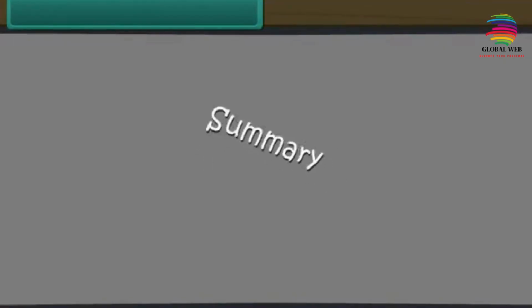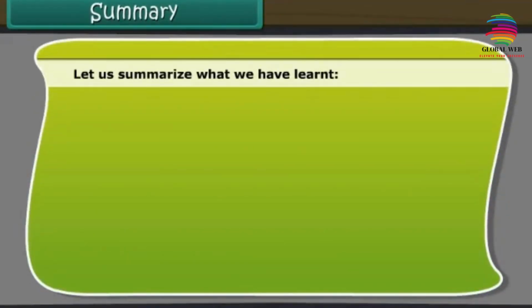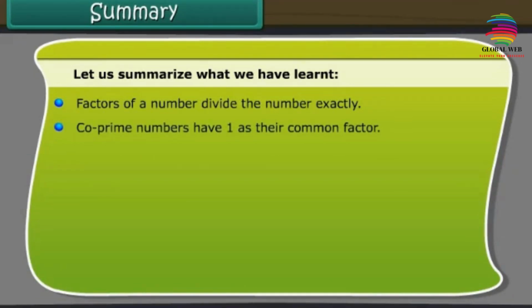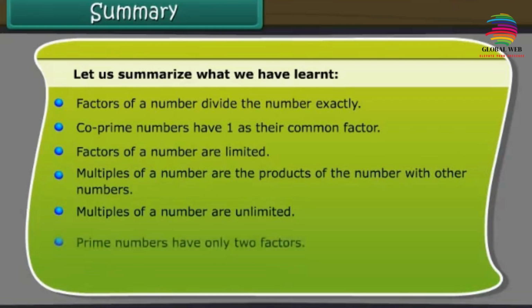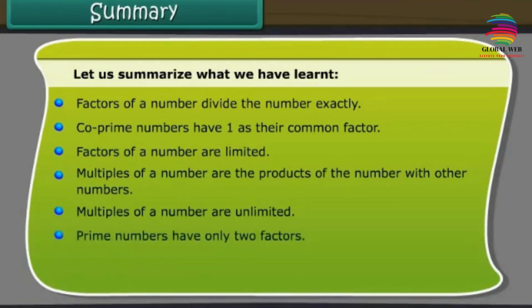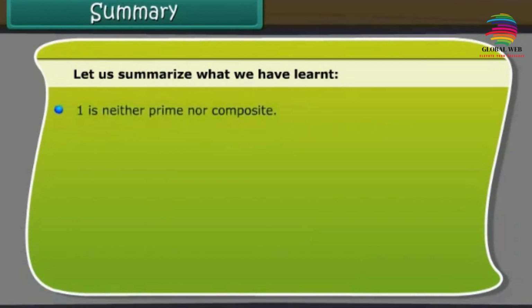Summary. Let us summarize what we have learnt. Factors of a number divide the number exactly. Co-prime numbers have 1 as their common factor. Factors of a number are limited. Multiples of a number are the products of the number with other numbers. Multiples of a number are unlimited. Prime numbers have only 2 factors. Composite numbers have more than 2 factors. 1 is neither prime nor composite.